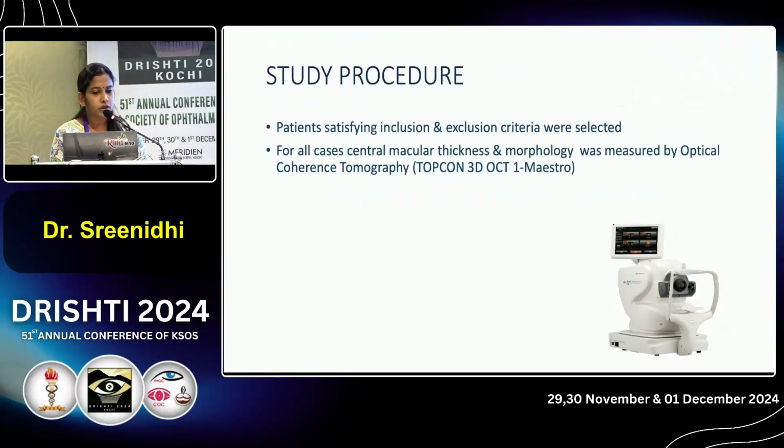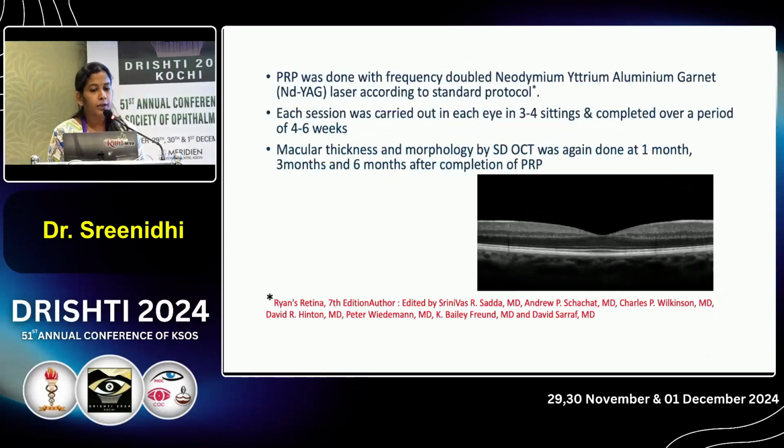Coming to study procedure, patients satisfying inclusion and exclusion criteria were selected. For all cases, central macular thickness and morphology were measured by OCT. Then PRP was done with frequency-doubled Nd:YAG laser according to standard protocol. Each eye was treated in 3 to 4 sittings, completed over a period of 4 to 6 weeks. Then macular thickness and morphology by SD-OCT were again measured at 1 month, 3 months and 6 months after completion of PRP.